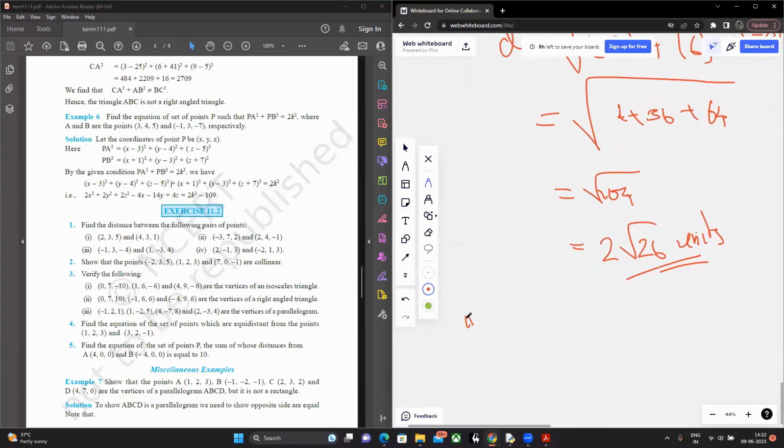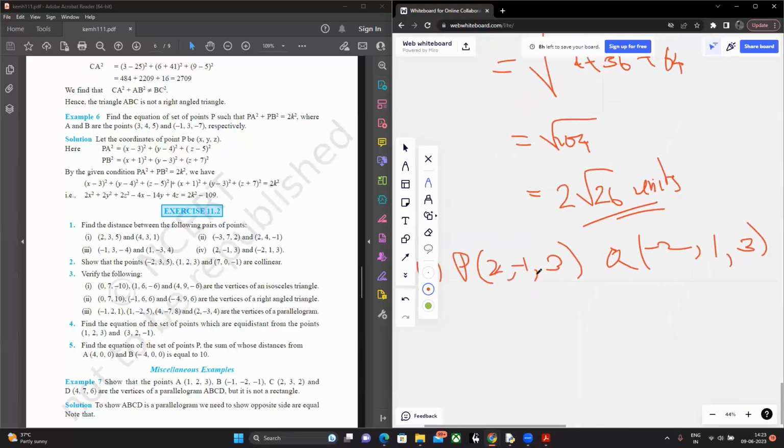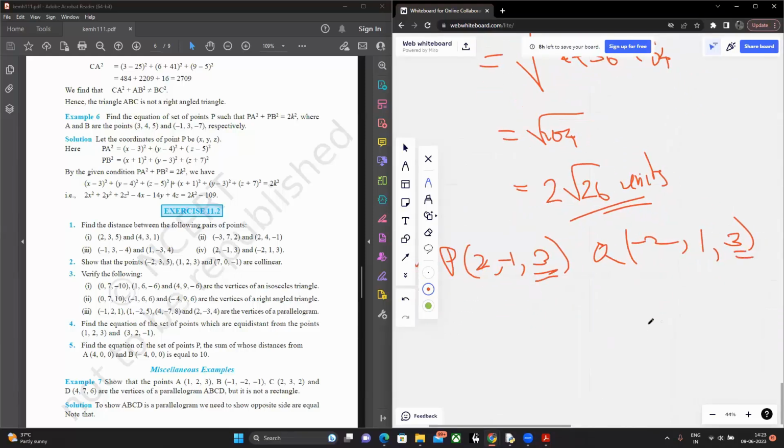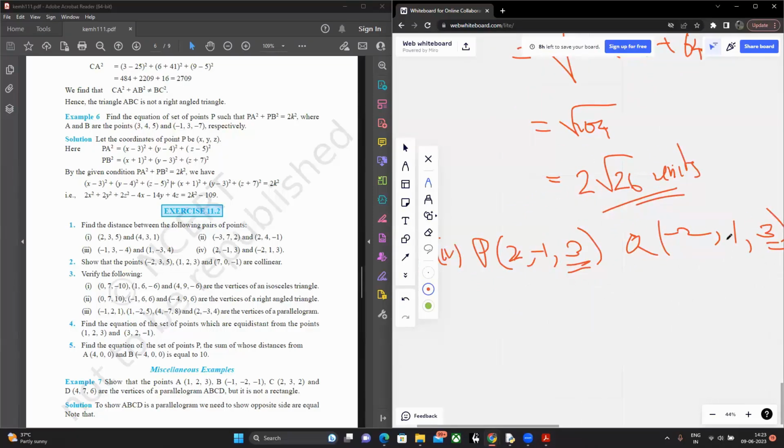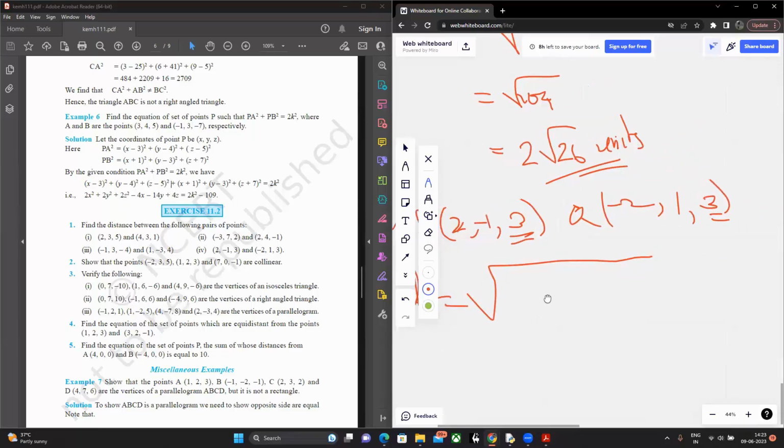And finally, the fourth subpart, that is P of (2, -1, 3) and Q of (-2, 1, 3). Notice that over here, the z coordinates are the same. So basically, you can treat this as a two-dimensional plane where P is (2, -1) and Q is (-2, 1), and you can deal with the two-dimensional distance formula directly. Or you can do the three-dimensional distance formula. It's just a single extra step.